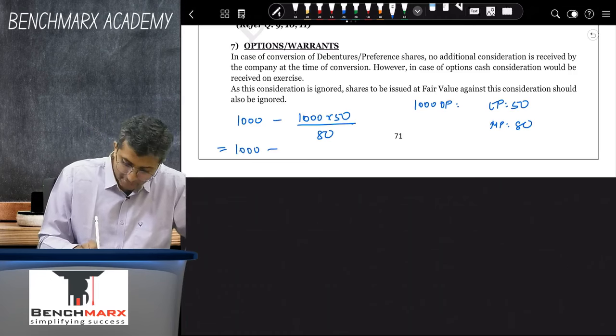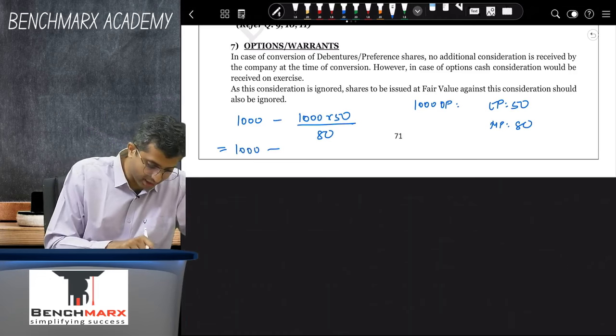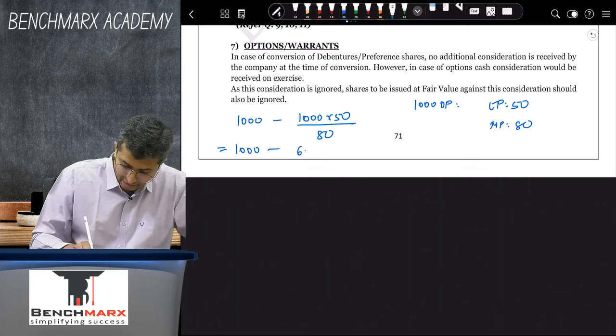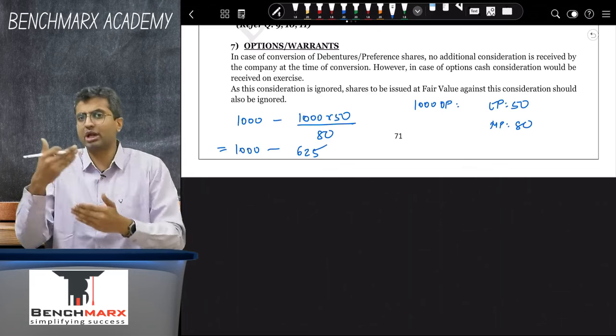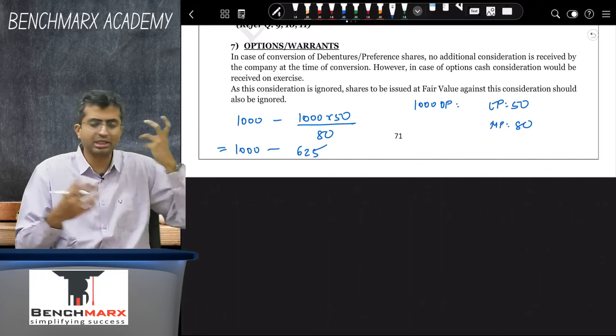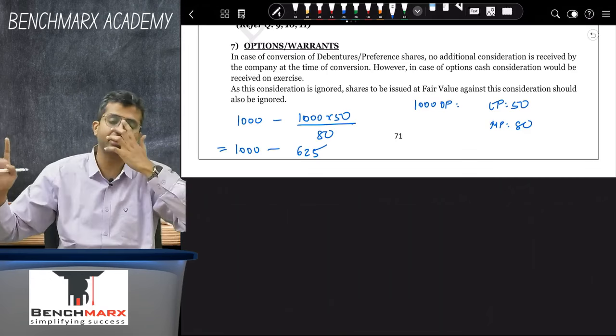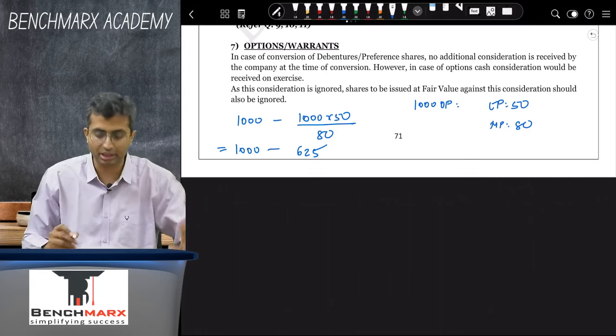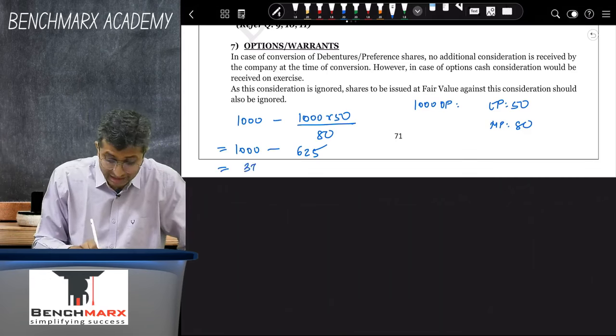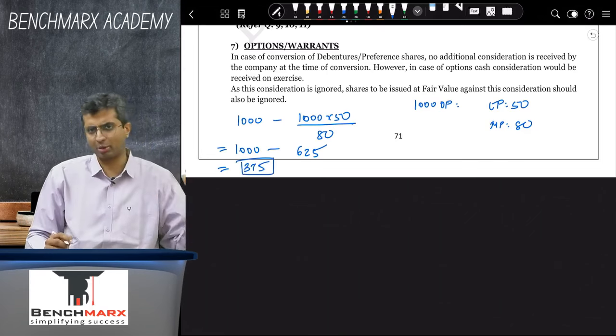So this is 1000 minus 50,000 by 80, which comes to 625. So yes, you are issuing 1000 shares, you are getting some money, you are using that money to buy back your own shares, because otherwise different people might have different end uses. So we want to have a consistent end use, and hence 375 will be added in the denominator.